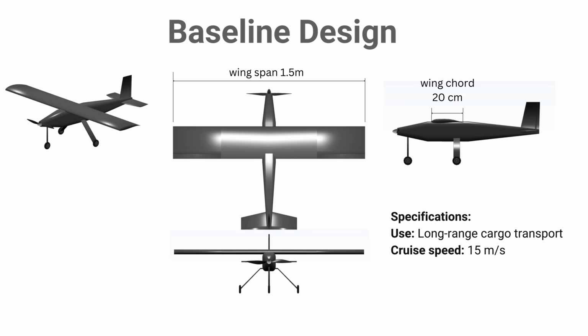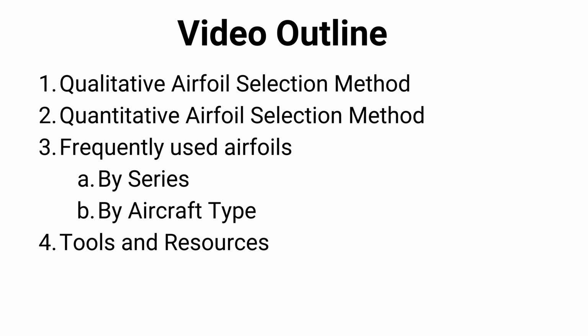We'll study two main approaches to find the best airfoil. The first one consists of a qualitative methodology where we compare and contrast candidate airfoils based on key performance metrics. After this, we'll look at a quantitative approach using the SimNet Designer software tool. Next, we'll examine frequently used airfoil series and explore commonly used airfoils for different types of aircraft. Finally, I'll provide other tools and resources that can help you find and select airfoils.